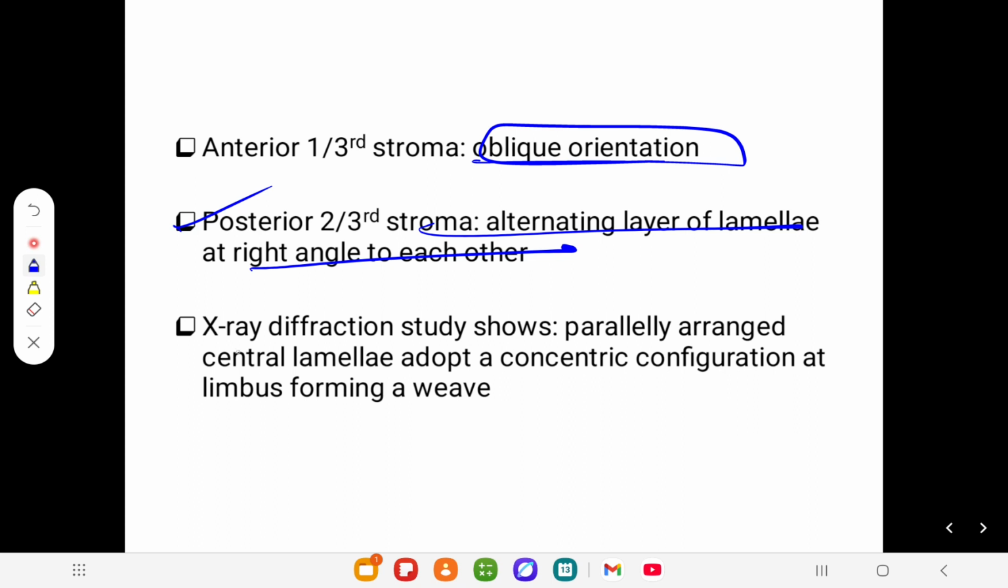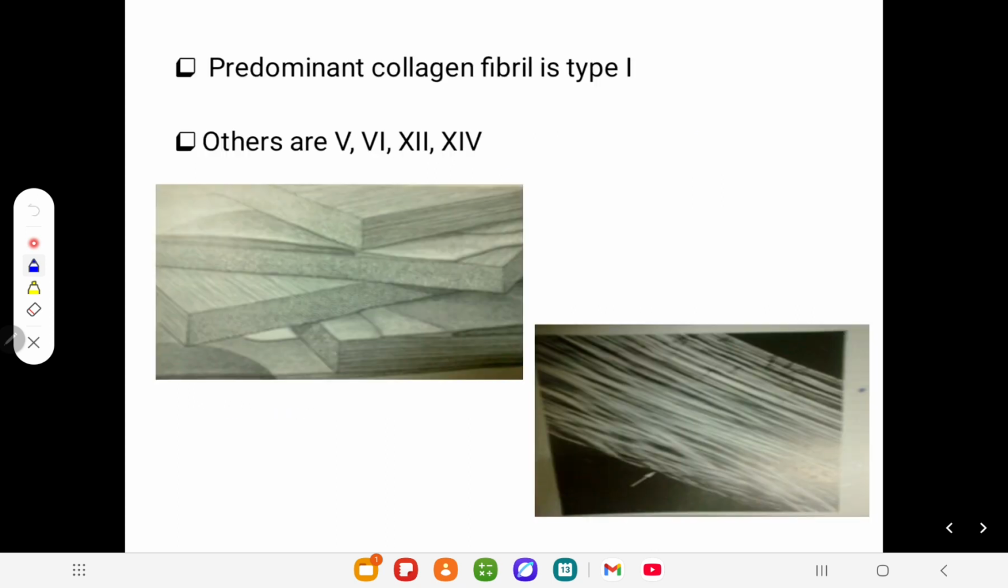X-ray diffraction study shows the parallel arrangement; the central lamella adopts a concentric configuration at the limbus, forming a weave. So the predominant collagen fiber is always type 1. Just remember it, very easy and a very good question in your MCQs. Others are definitely 5, 6, 11, 12, and 15. These are the arrangements shown in this picture, I think it's an electron microscope.